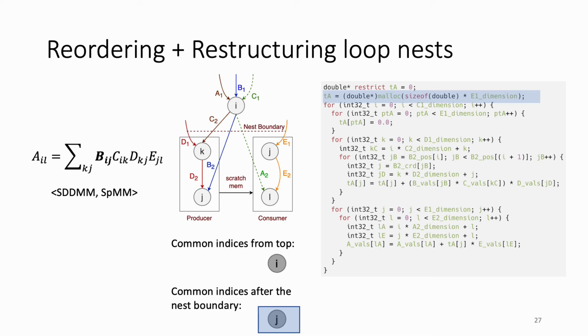Notice again that the vector, which is of the same size as the dimension j, added to share the results between the producer and the consumer is the same as the common indices below the nest boundary. The outermost loop i is the same as the common indices from the top, and these are one-to-one correspondences used in generating the branched iteration graph and to generate the dense and sparse loops.